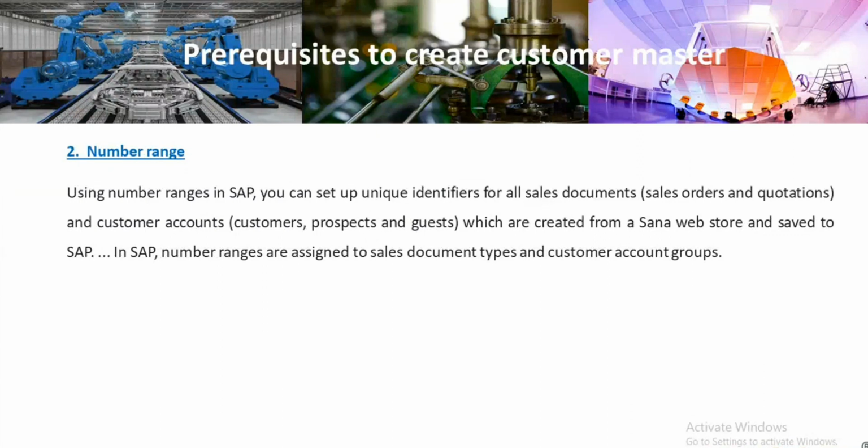And next will be the number ranges. By using the number ranges, we set a unique identification for all the sales documents, like a sales order or quotation, and the customer accounts which are created from the web. In SAP, number ranges are assigned to the specific sales document type and the customer account group. Through the customer account group we can assign the number ranges for a particular customer, or else we can select external or internal numbers also. Based on the client requirement we can maintain external or internal number ranges.